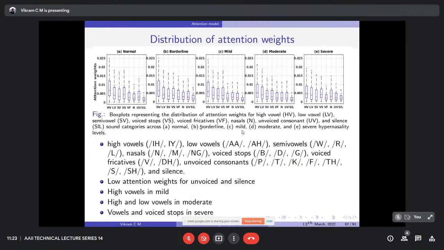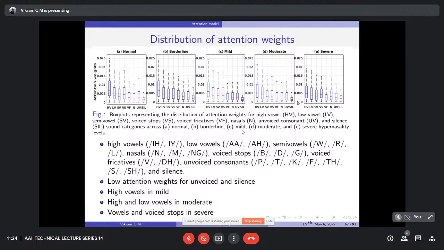Further, we evaluated different severity cases: normal, borderline, mild, moderate, and severe. We evaluated the attention weights here, so I will explain. For the normal case, the high vowels, this E and I, show the highest significance for detecting hypernasality. In borderline and mild samples, only high vowels are more significant. But once it comes to the moderate case, the low vowels also contribute somewhat in detecting hypernasality.